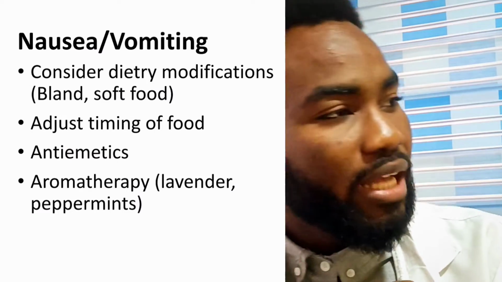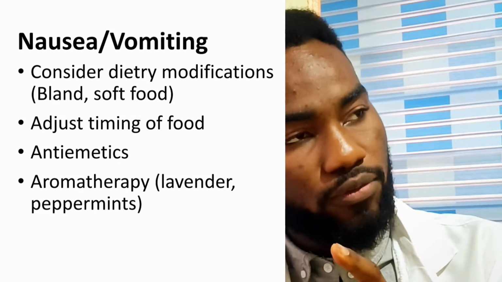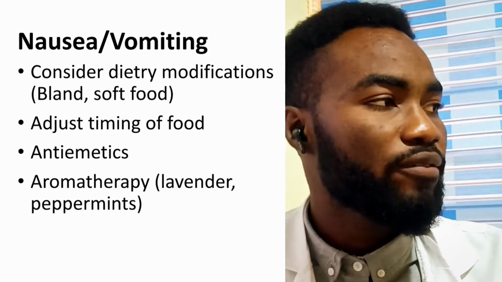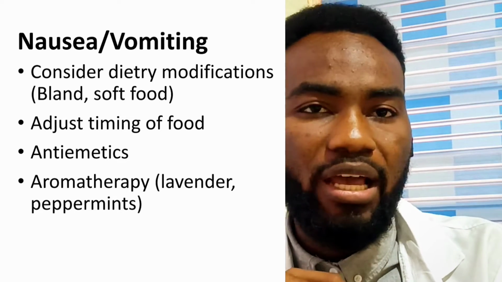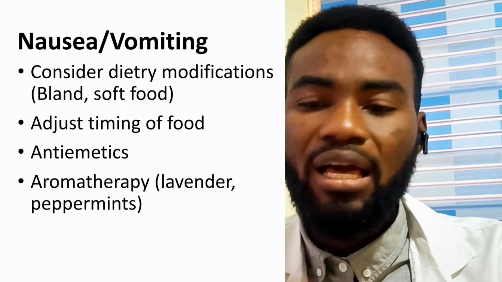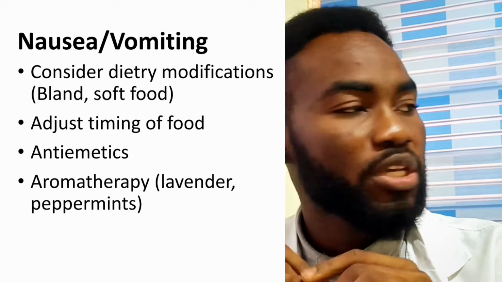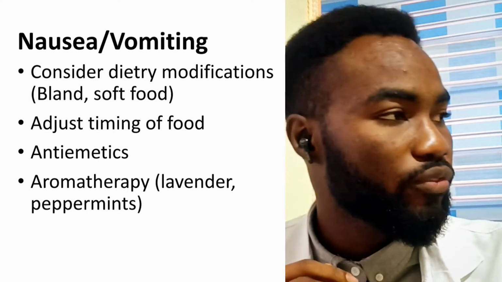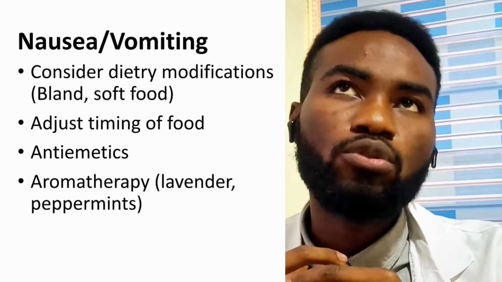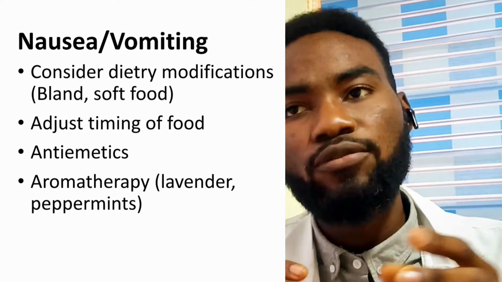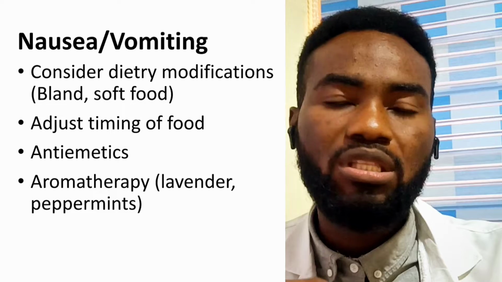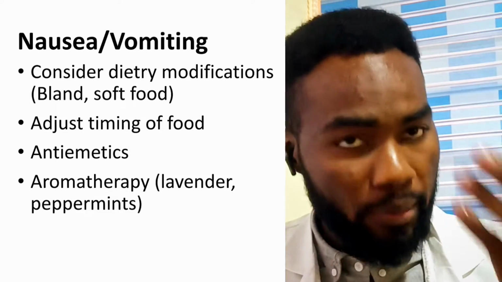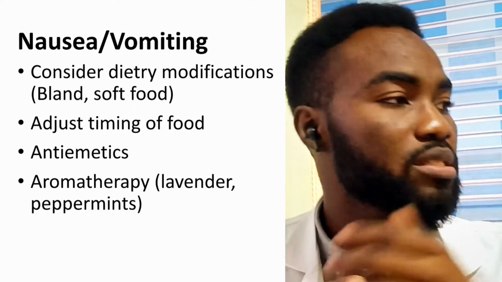Now, for nausea and vomiting, you want to modify the diet. It's important that you address loss of appetite, but for nausea and vomiting, you want to modify the diet. We found out that bland, soft food is more tolerable to patients who need palliative care. You want to adjust the timing of the food. Maybe give the patient food at the times they are most comfortable, the times they are most happy, and then they may be able to tolerate it and not vomit.